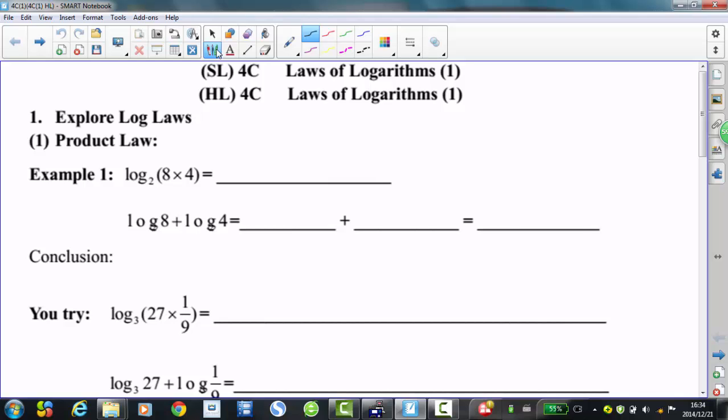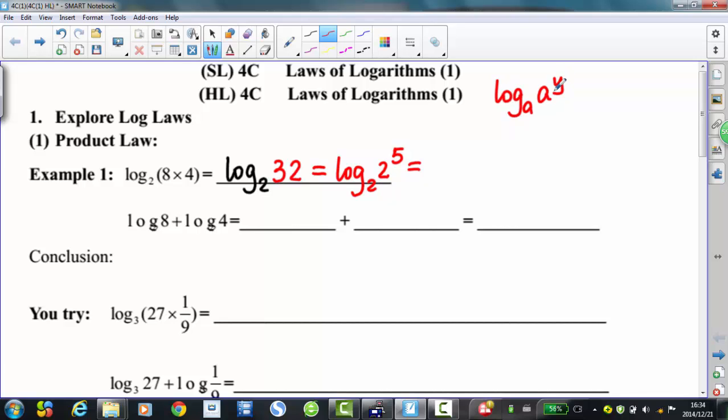Log 2, brackets, 8 times 4. Based on BODMAS, I will find the product 8 times 4 first. 8 times 4 is 32. 32 is 2 to the power of 5. Based on the log identity, log a to the power y, this log value is just the exponent in the argument, y. So I will know this value is 5.